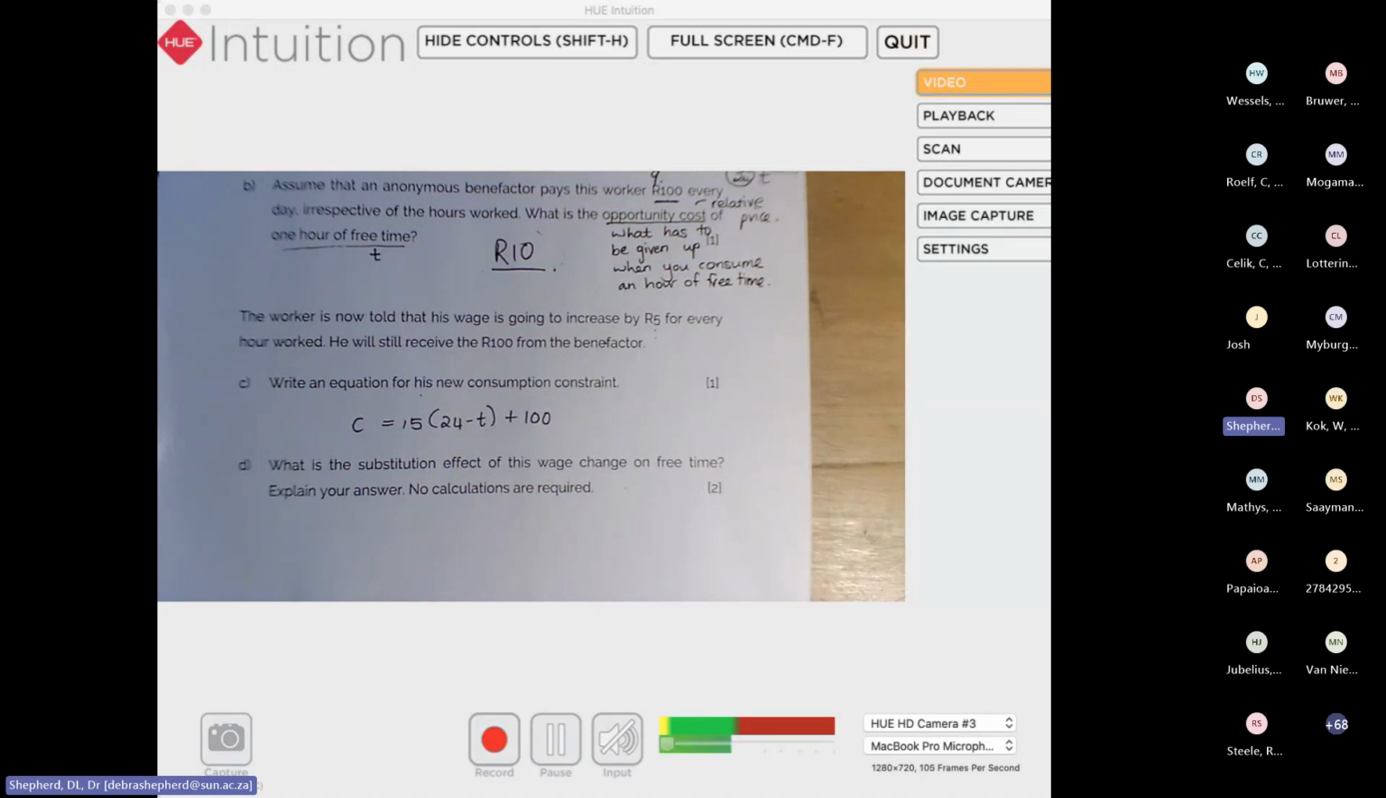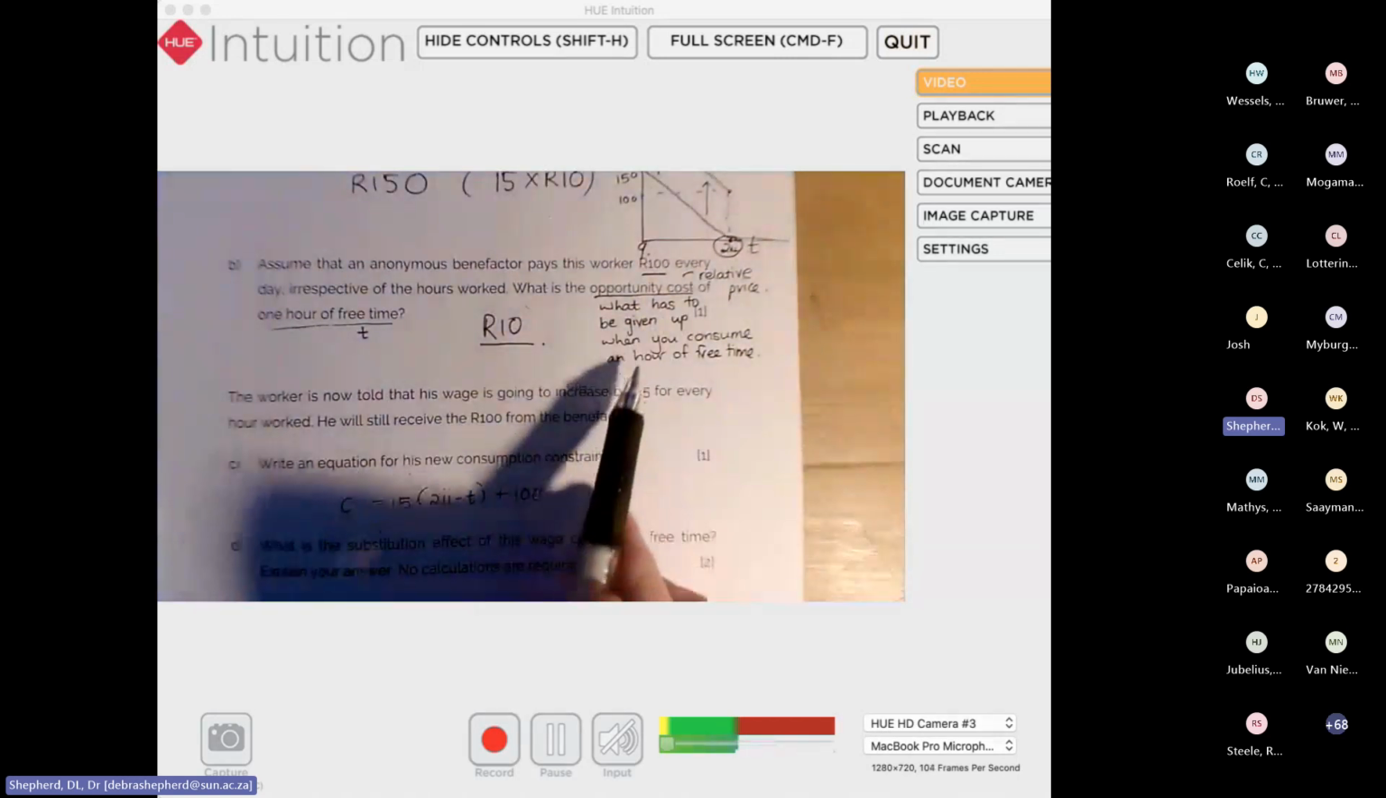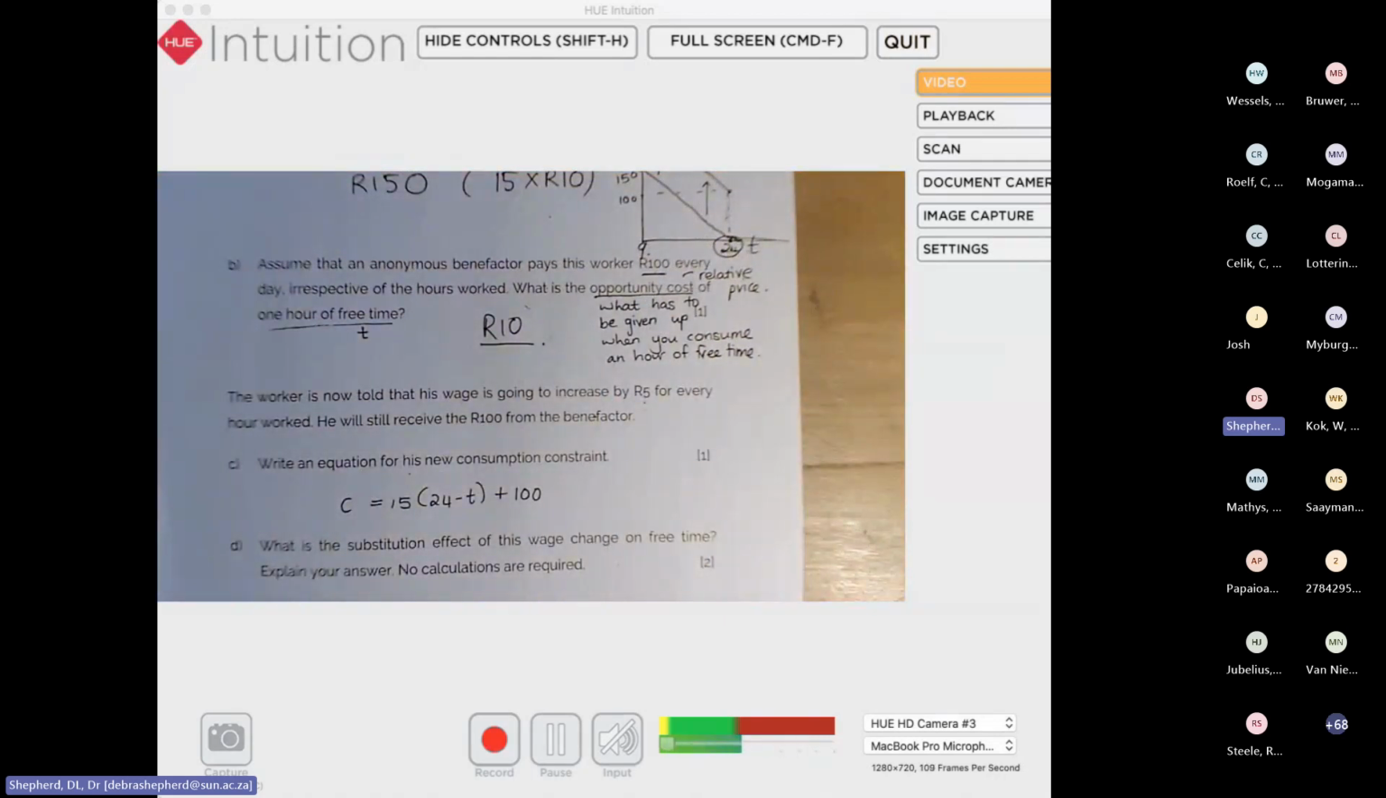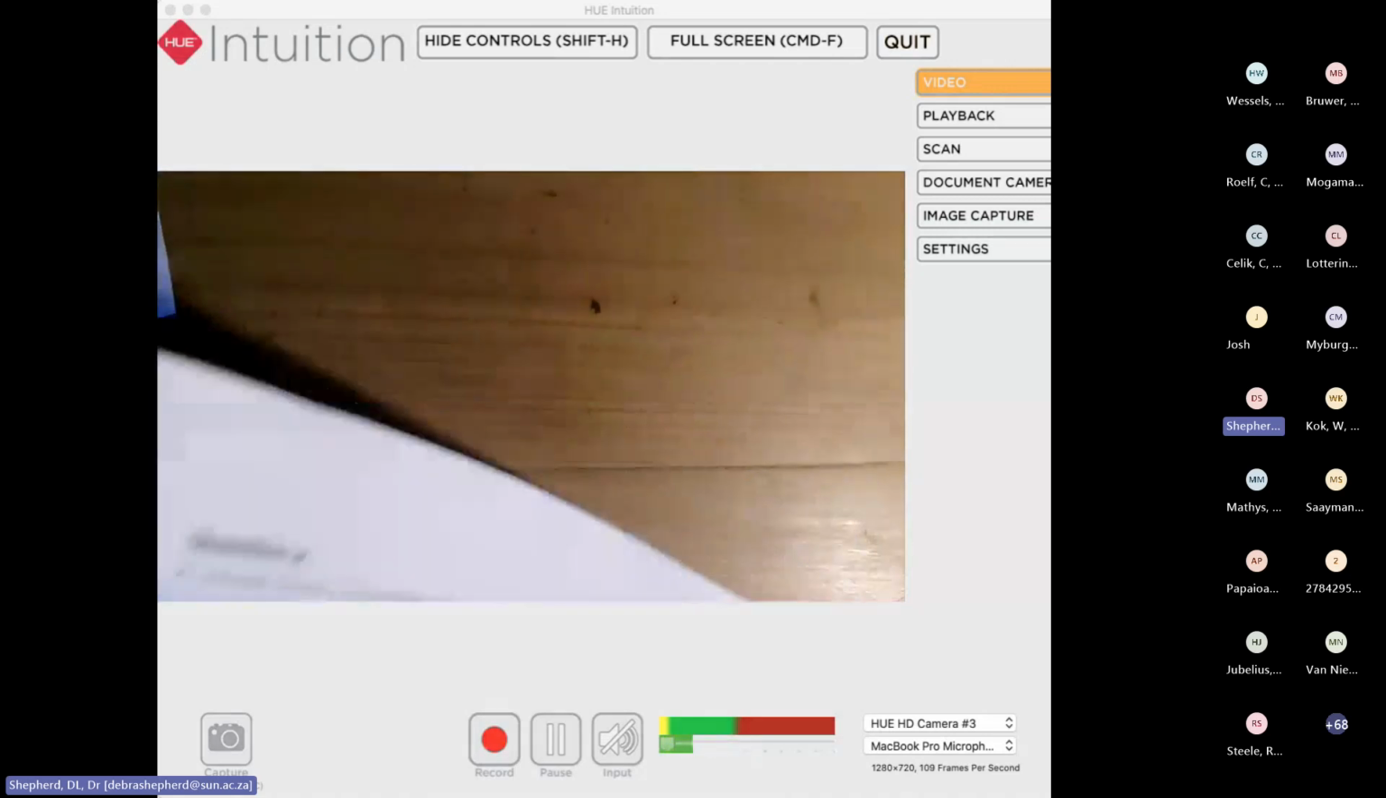So what I'm going to do is I'm actually going to come back to this when we do substitution income effects. I'm first going to do a few more questions looking specifically at this concept of the wage rate as the opportunity cost, because I just want to make sure that that concept is solidified, and then I'll come back to this.